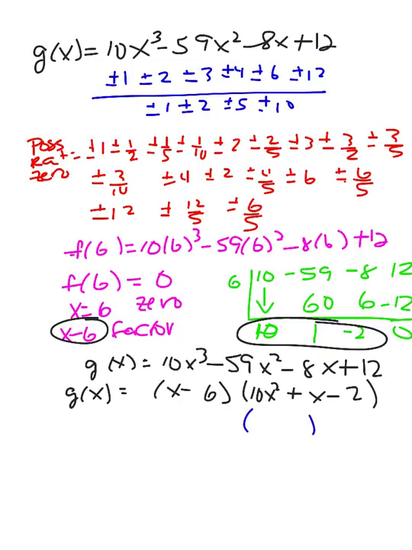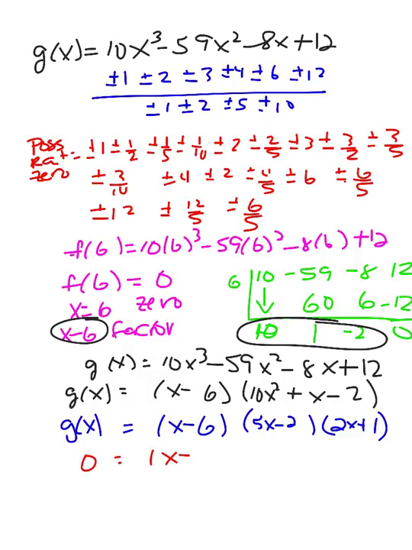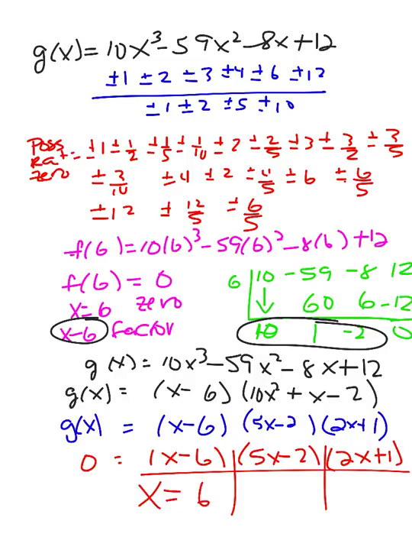So this factors, and that becomes 5x minus 2 and 2x plus 1. And now I want my zeros, so I make my y 0. And then I make my t-chart. I get x equals 6, x equals 2/5, and x equals negative 1/2.